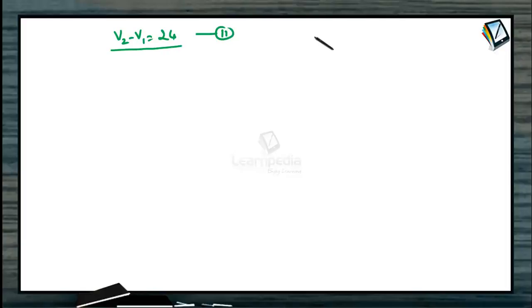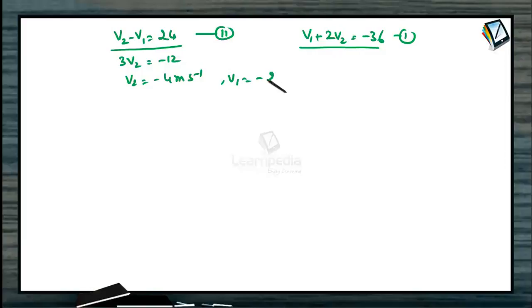So what is our equation 1, you remember? v1 plus 2v2 is equal to minus 36. This is our first equation. Now we will take these two equations and simplify. From 1 and 2, we get 3v2 is equal to minus 12. We get v2 is equal to minus 4 meters per second. Substituting this value of v2, we get v1 is equal to minus 28 meters per second. Now we have the velocities after collision.